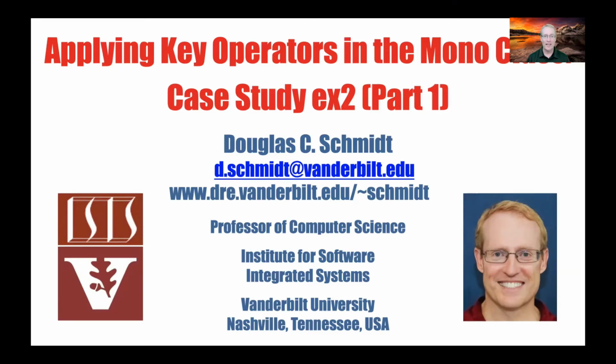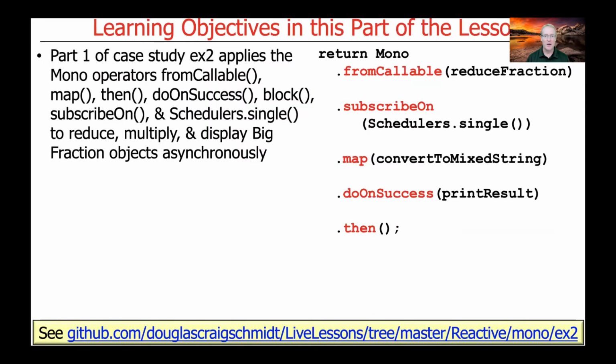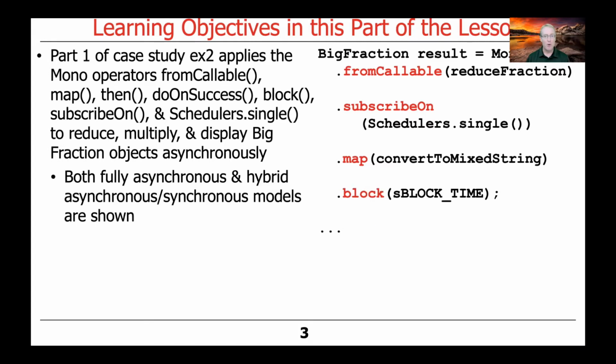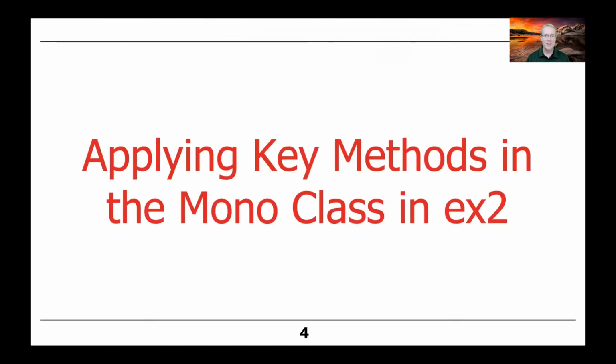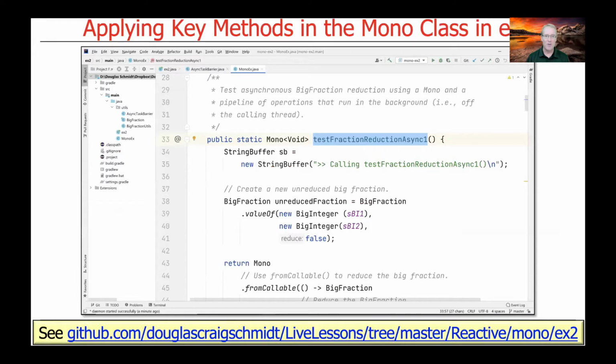Welcome to part one in case study ex2, where we'll show how to apply key operators in Project Reactor's Mono class. Part one of this case study will demonstrate how to apply these operators in order to reduce, multiply, and display big fractions asynchronously. Both fully asynchronous as well as hybrid asynchronous and synchronous programming models will be demonstrated. You can find the source code for this example at the link at the bottom of the slide.